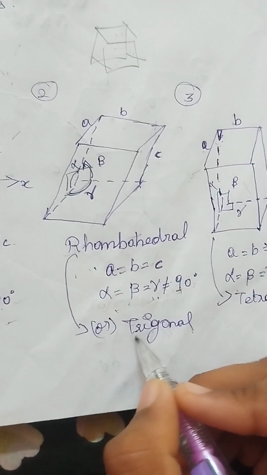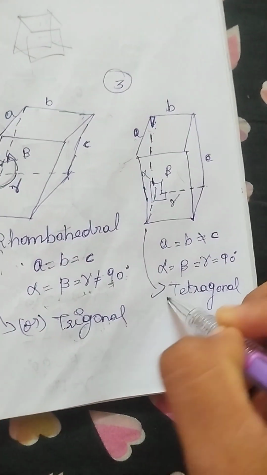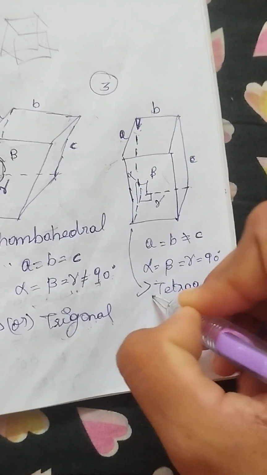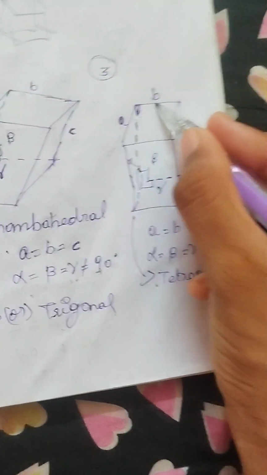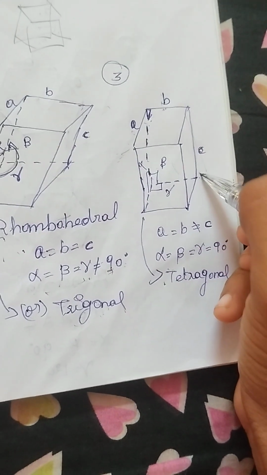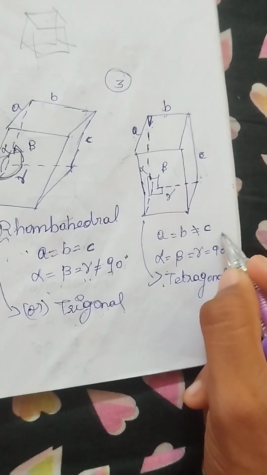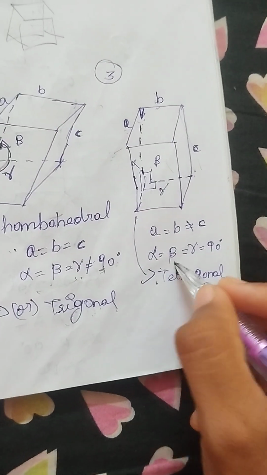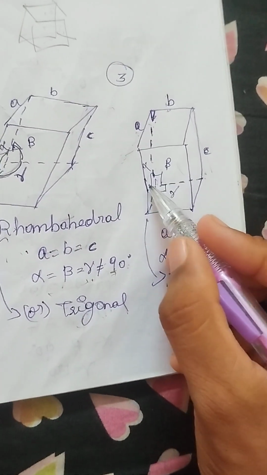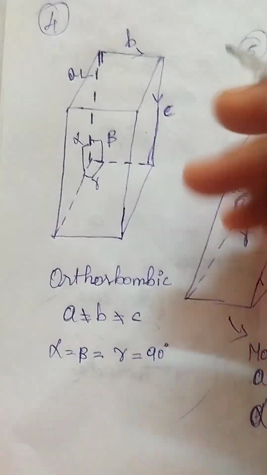Now we are going to see the tetragonal. In tetragonal, the edge lengths A, B are equal, but C doesn't equal them. And alpha, beta, gamma, all three angles are 90 degrees only. This is tetragonal.